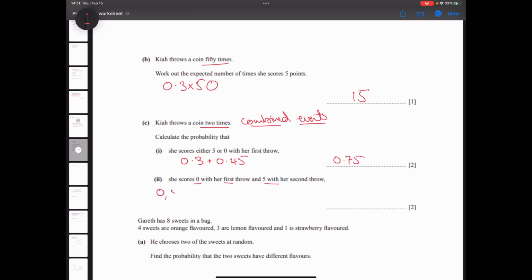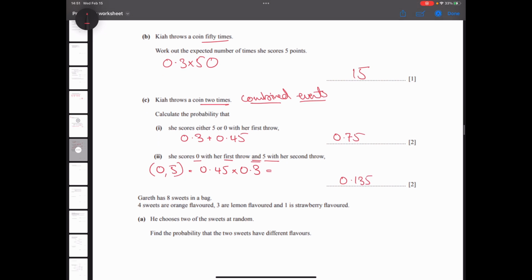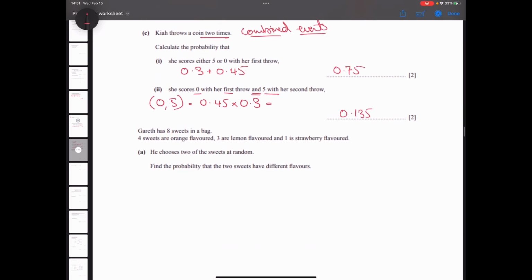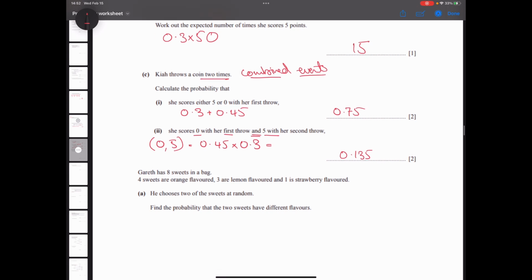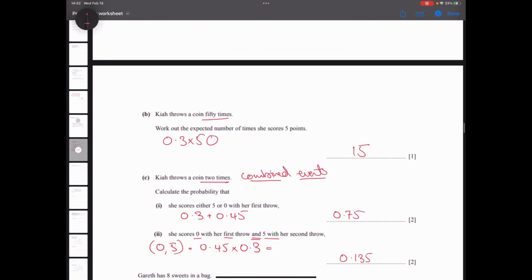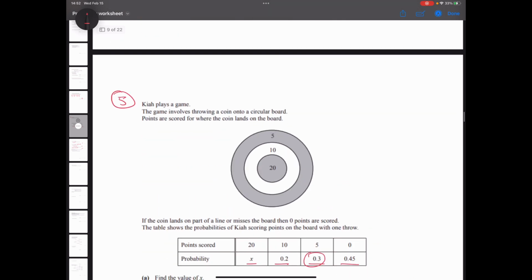She scores 0 with the first, 5 with the second. So 0 with the first and 5 with the second. Again, and means multiplication. So 0 is 0.45 and 5 is going to be 0.3. So 0.45 times 0.3, that's 0.135. All right. Greta has, oh, that's the end of the question. Interesting. So this is going to be question 5.